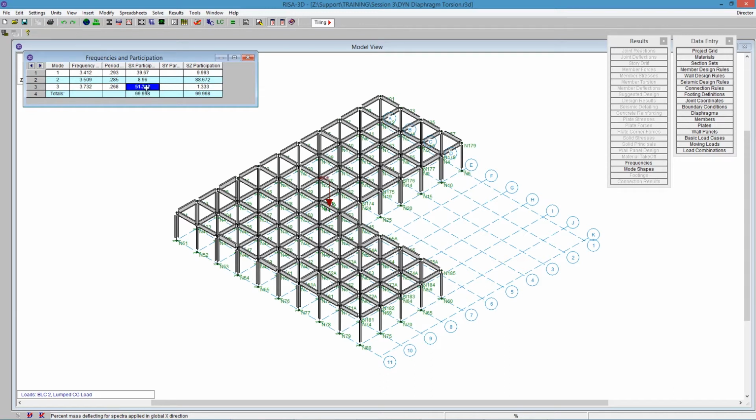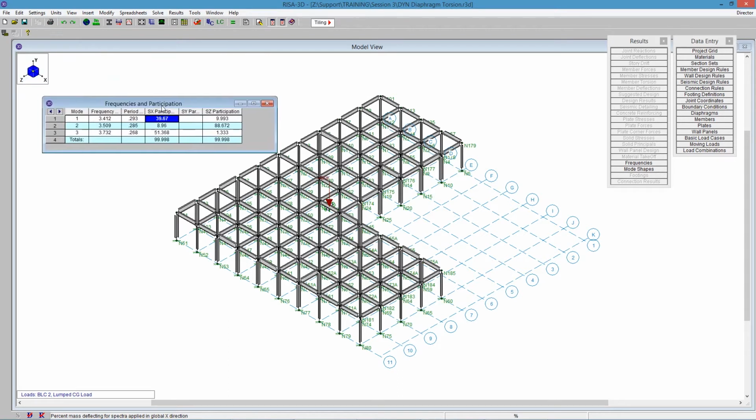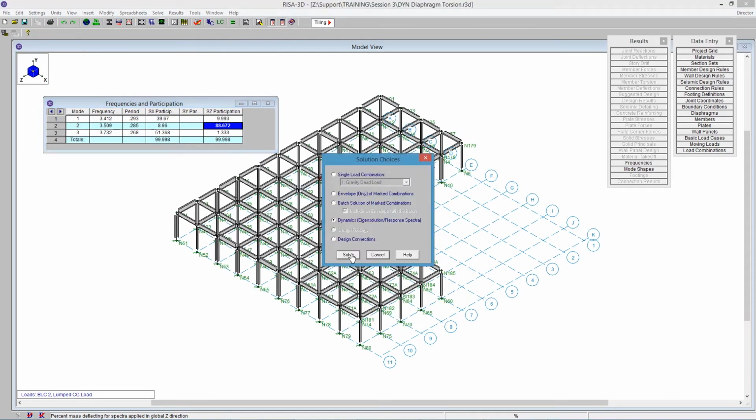But we see some dominant modes happening. It looks like we're seeing a couple of local modes in the X direction, which makes sense for our model. And then we have one dominant mode here, 88% in that direction. So this is based on our loads, applying it as a load.